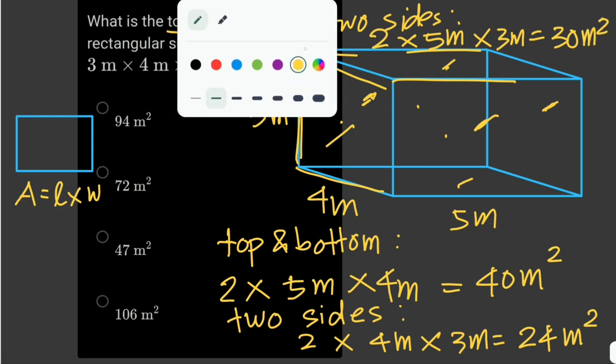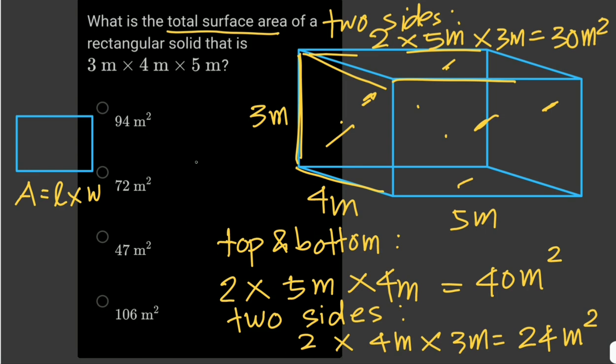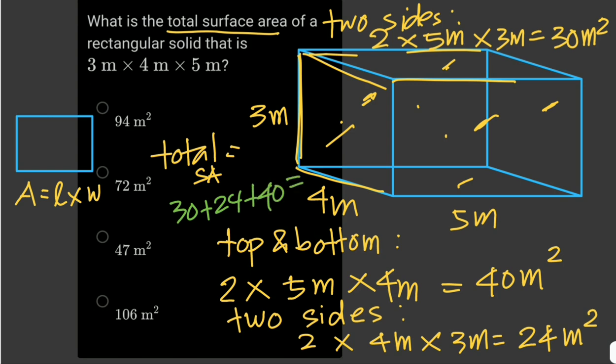And now we can solve for the total surface area. Total surface area. We just add up everything. So that would be 30 plus 24 plus 40. This would give us a total surface area equivalent to 94 square meters or meters squared. So the answer here is this one, 94 meters squared.